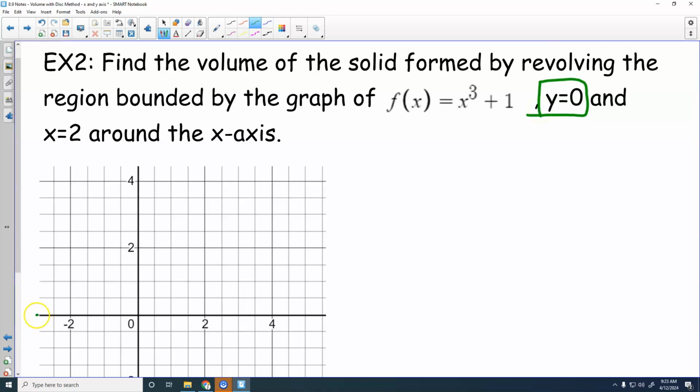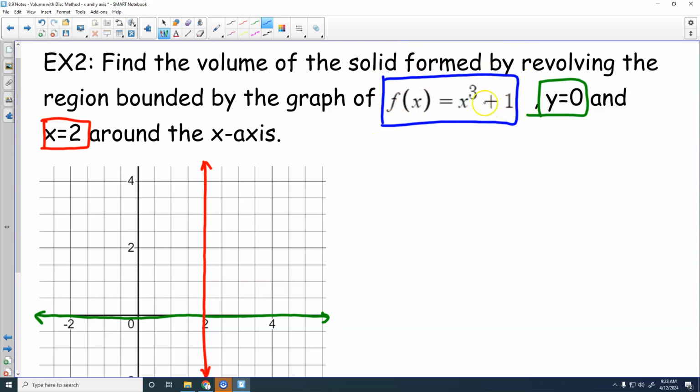It is our horizontal axis, so x-axis right here. There's that line. I've got x equals 2. That's going to be a vertical line at 2. And then I've got to graph x cubed plus 1, so I'm just going to plug in some numbers for that.